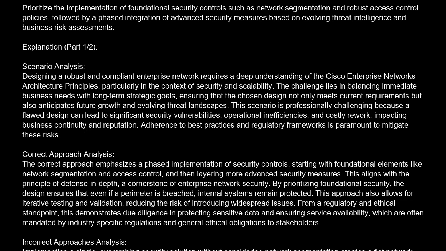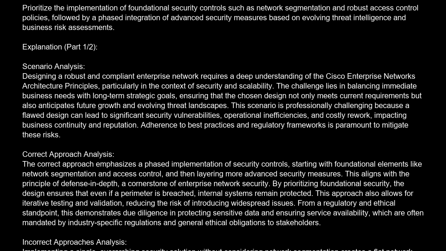The correct answer is B. Prioritize the implementation of foundational security controls such as network segmentation and robust access control policies, followed by a phased integration of advanced security measures based on evolving threat intelligence and business risk assessments.